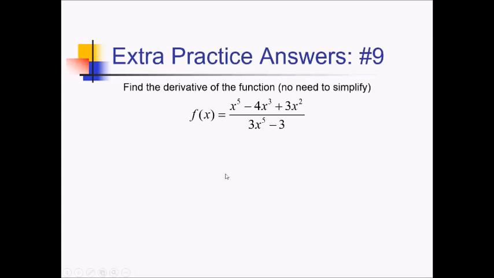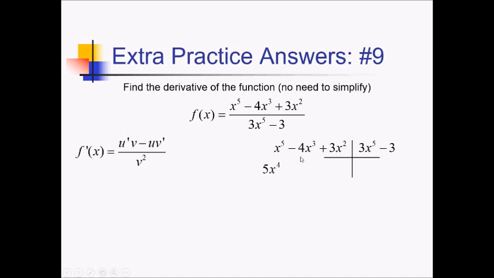For this problem, they want the derivative of this function, unsimplified if you want. Now this one, there's really no way to do it except by using the quotient rule. So that's u prime v minus uv prime over v squared. Let's set up a box and ribbon to help us out there. So I have my numerator, x to the 5th minus 4x cubed plus 3x squared there. Denominator, we've got 3x to the 5th minus 3. And derivatives now, we've got 5x to the 4th minus 12x squared plus 6x.